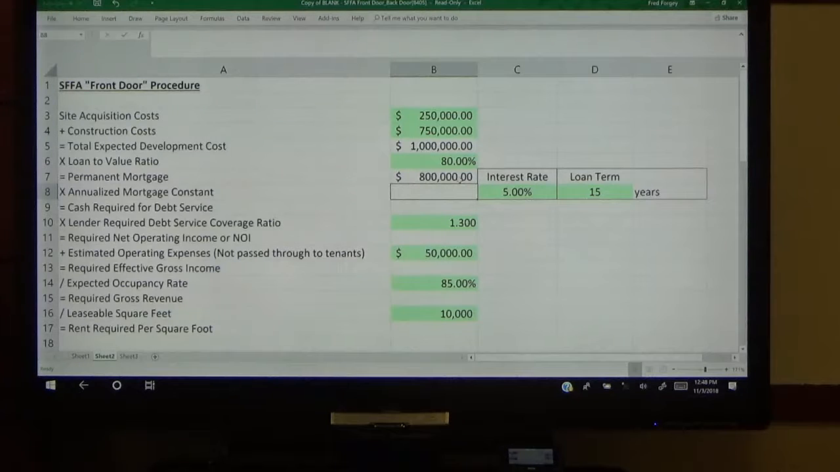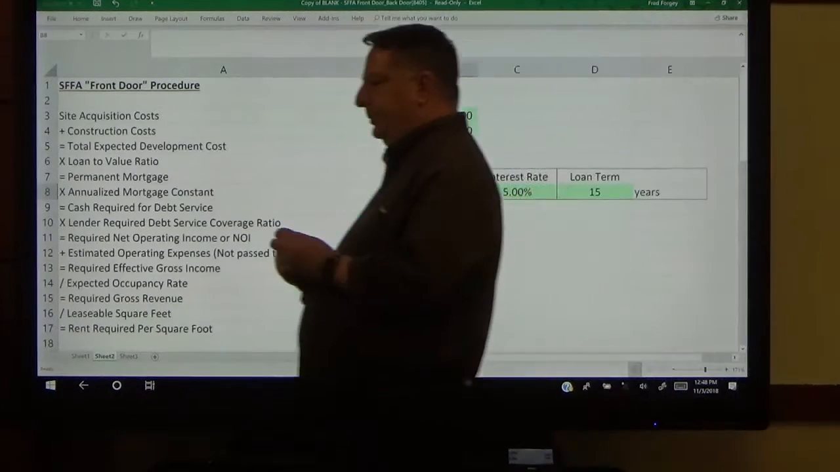Once we get that, we're going to annualize it. We multiply that by 12, and that gives us our annualized mortgage constant. This gives us our monthly mortgage constant. So let's just do that real quick.